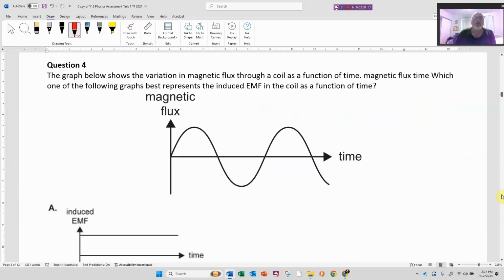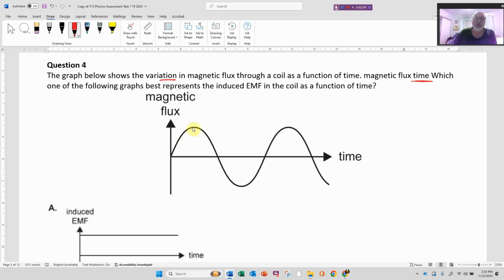Righto, the graph below shows the variation in magnetic flux of a coil as a function of time. Which one of the following graphs best represents the induced EMF in a coil? Okay, a bit of a typo there.